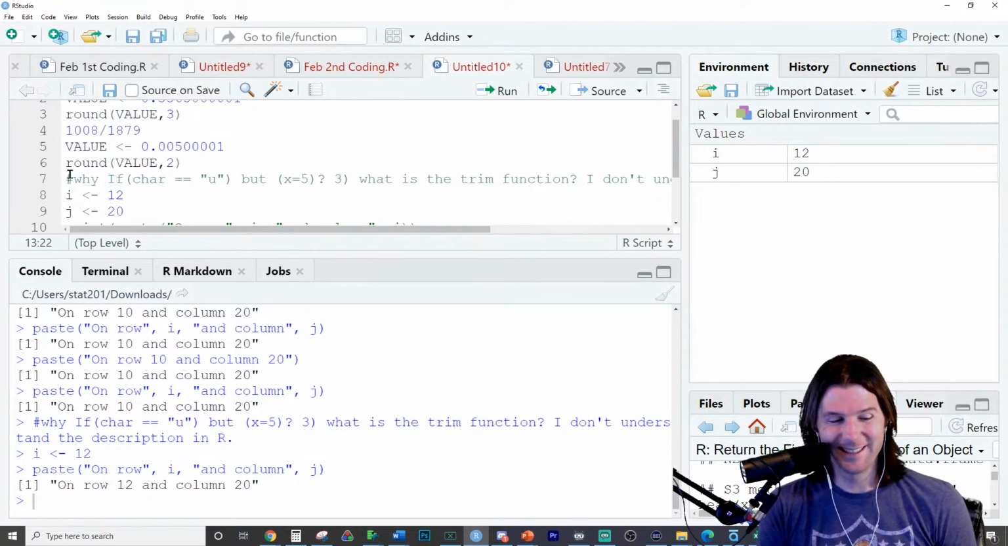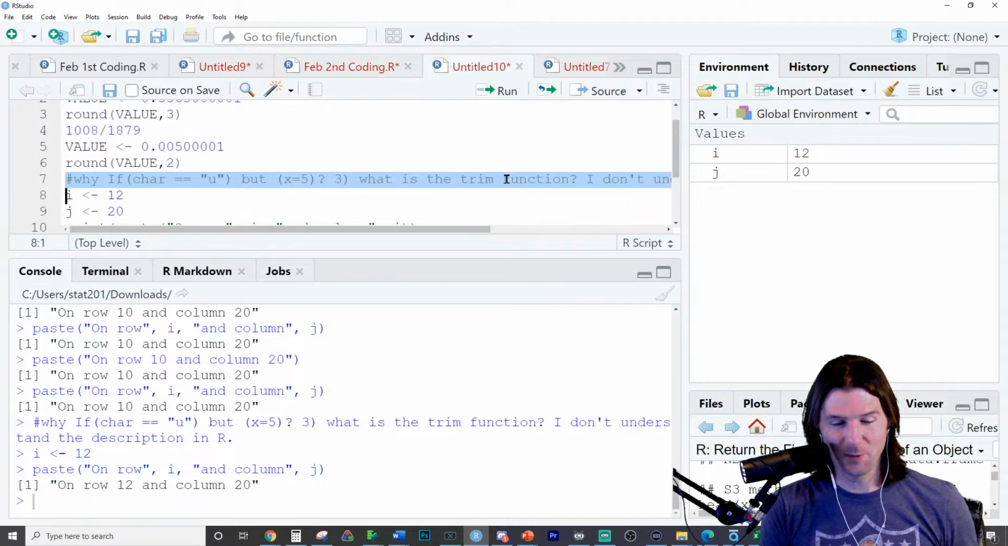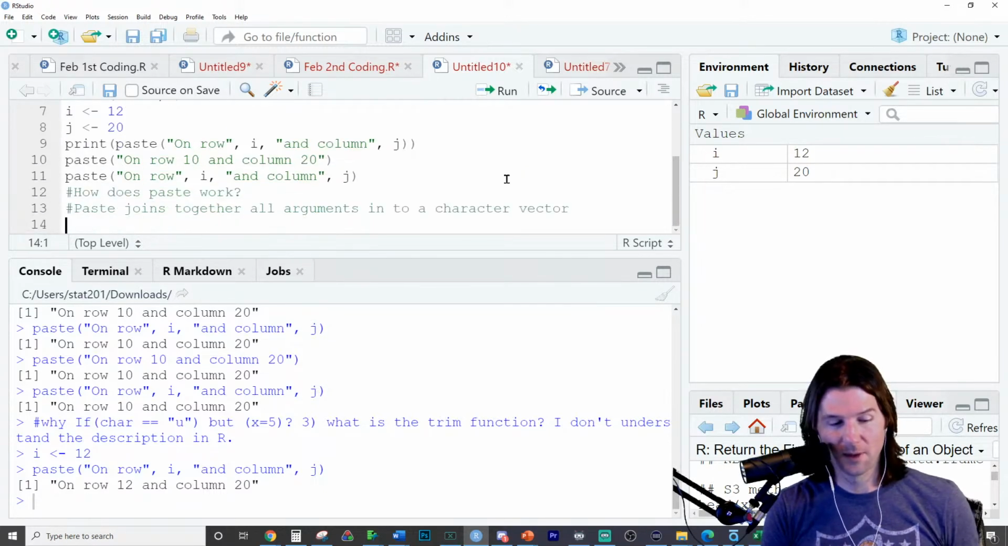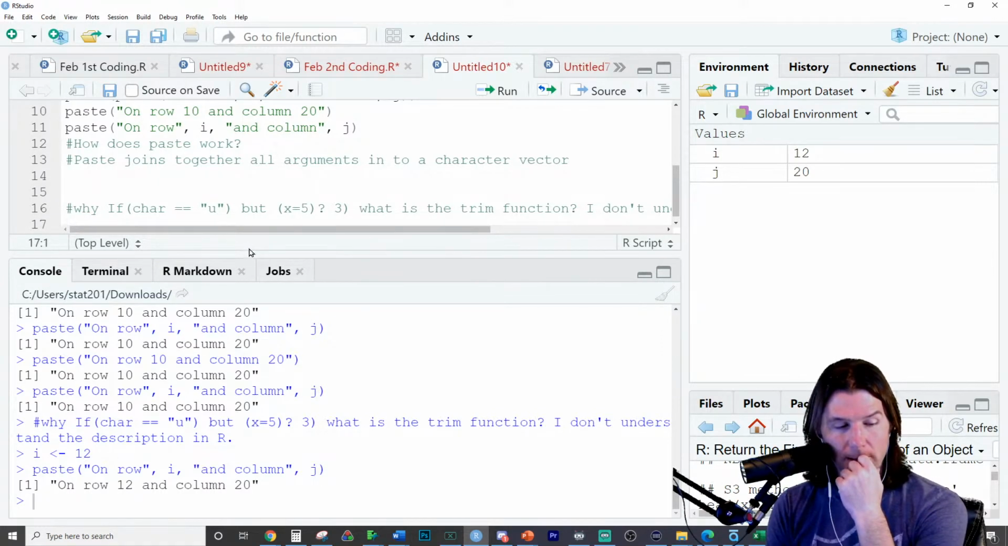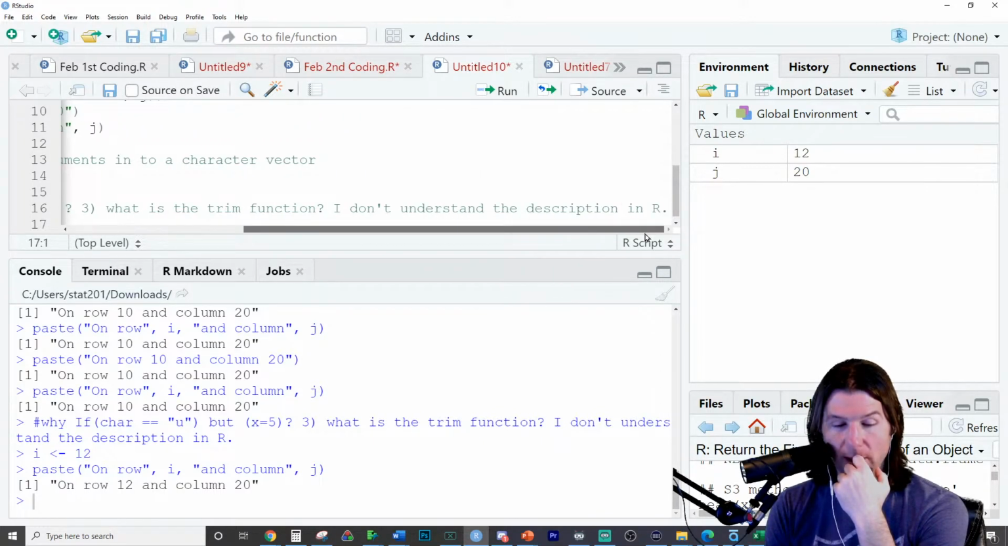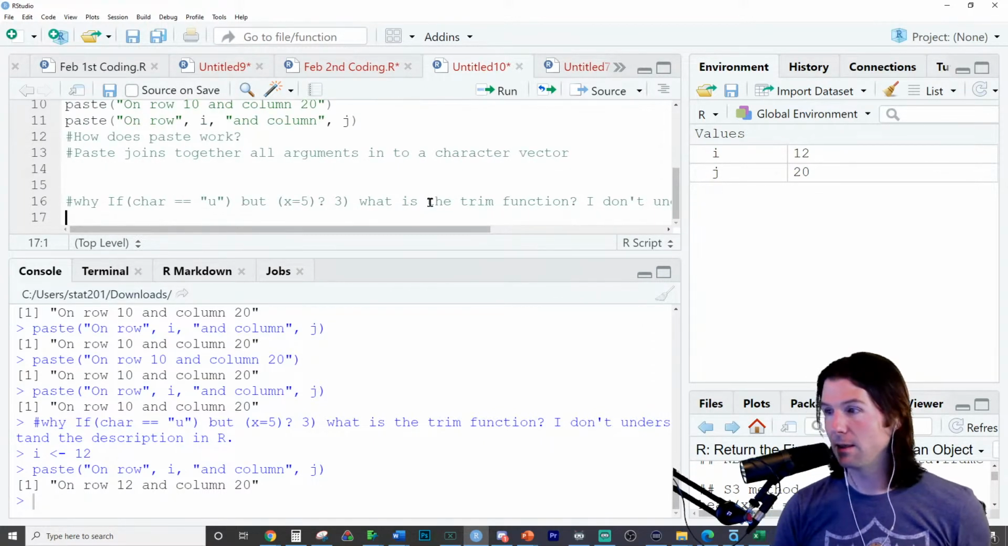Ooh, you guys test my knowledge, because this one is about the trim and about the character. Let's find out. Okay, this one looks complex. Why if character equals u, but i equals 5, 3, what is the trim function? I don't understand. Okay, so the trim function is an argument.